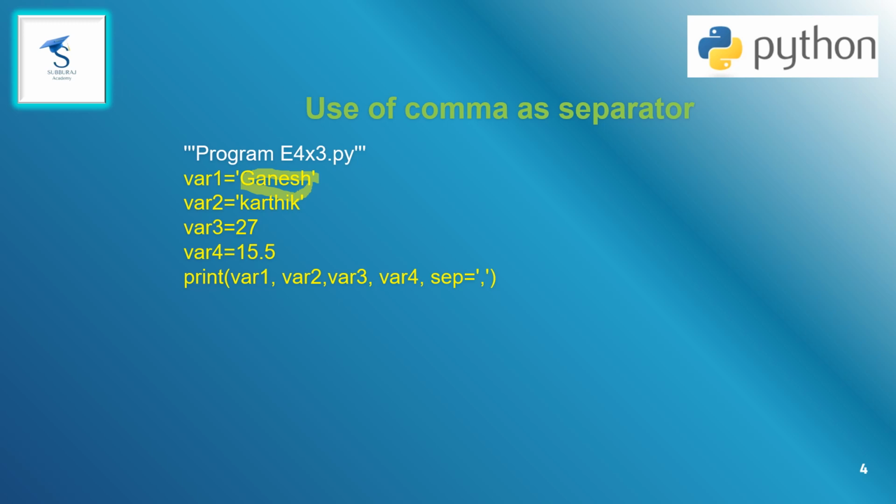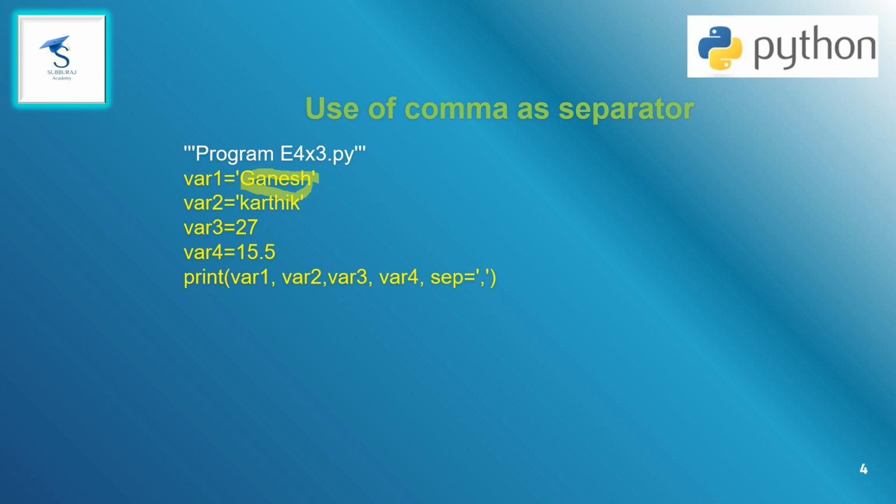This is the program. The first line is a comment statement, the triple quote, and the second line, Ganesh is a string because it's enclosed within single quotes. This is assigned to var1. See, on the left hand side, you assign it to what is on the left hand side. Karthik on the right hand side is assigned to var2. 27 is assigned to var3. And 15.5 is assigned to var4. Now we are printing var1, comma var2, comma var3, and var4.